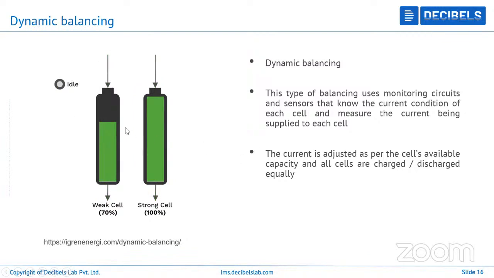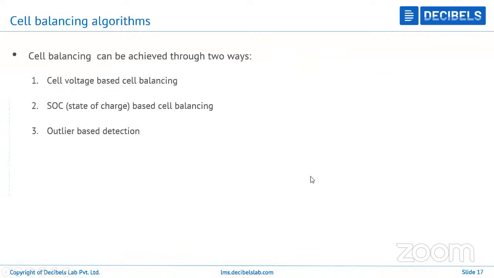Then it must know the current and voltage values from each cell, and with this information, it will be able to adjust for dynamic balancing. So this is another way in which balancing can be done without using resistors and capacitors. So this is with respect to dynamic balancing.